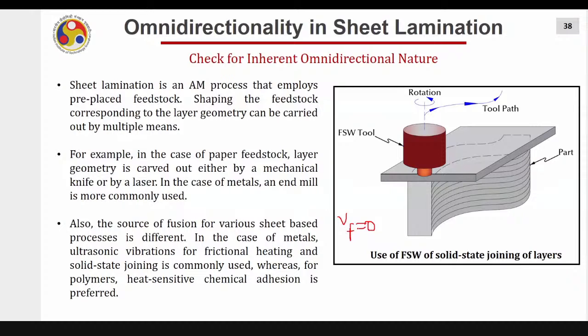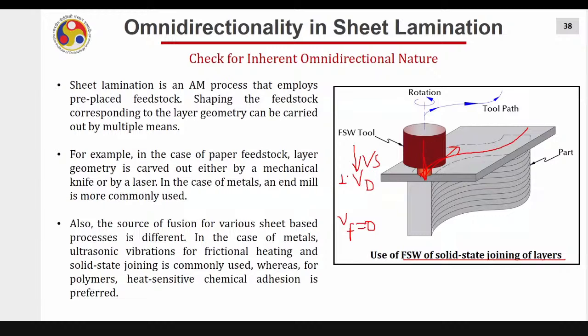So this is an example of FSW based layer additive manufacturing, right? We have also tried it here. I think I have a workpiece here. I'll show it in the end. So this FSW tool is moving along a path, as this is the source of energy. So let me say VS is vertical. VS is coming vertical, and this is the deposition direction. And the tool is always perpendicular. You are not going to tilt the tool. Hence VS and VD are perpendicular. The process is omnidirectional. And that is true with the paper lamination also.